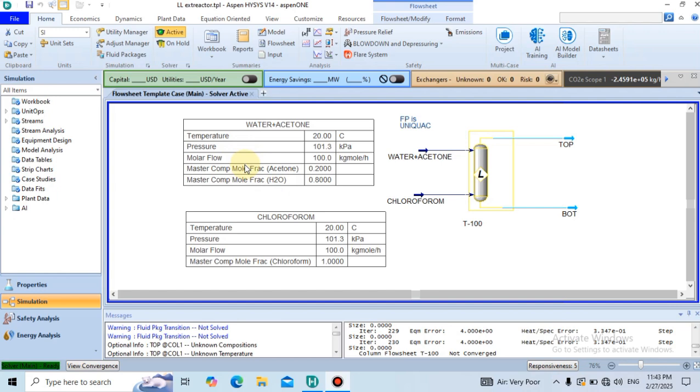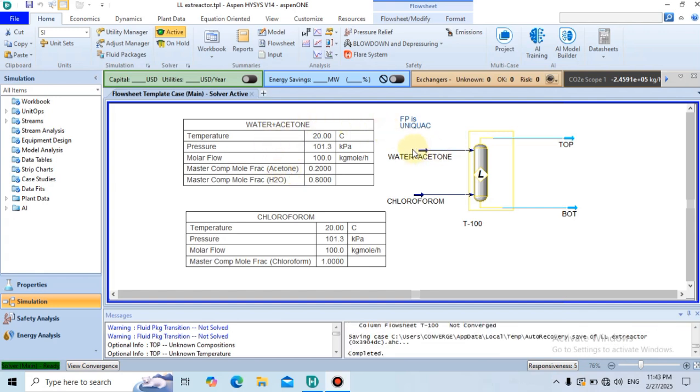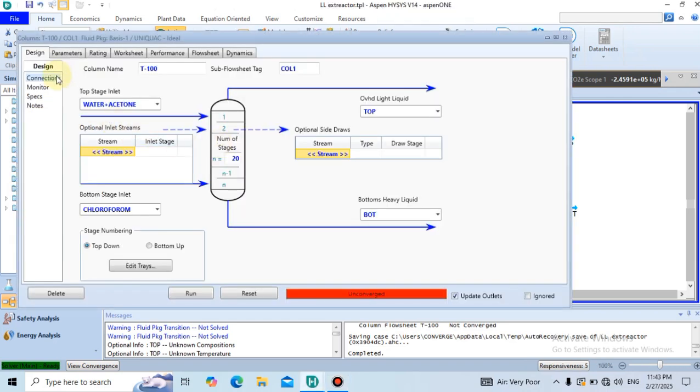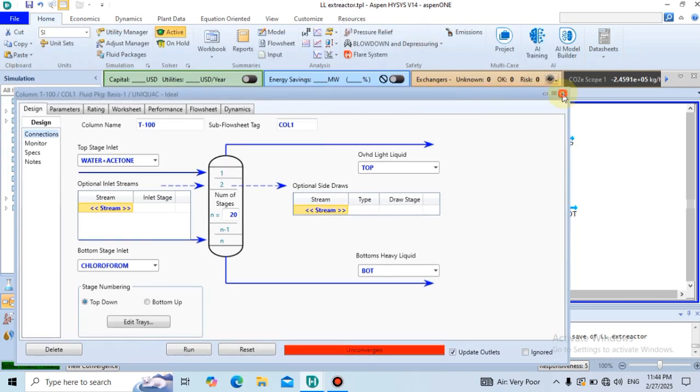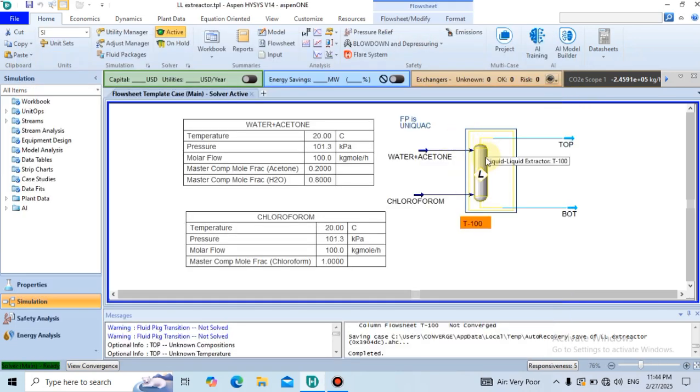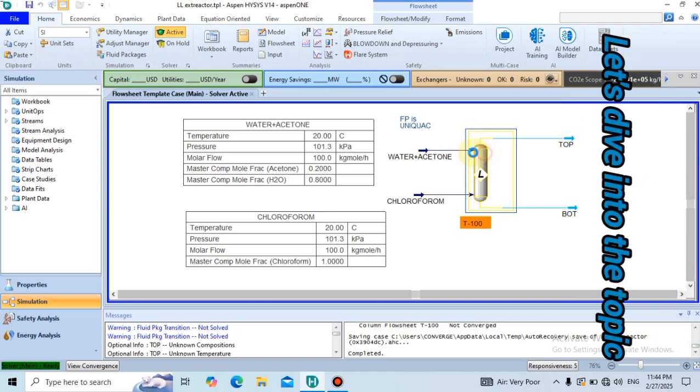So I leave it to you to do it by yourself and define and determine the first stream and the second one by yourself. All the data are provided here, and just make sure that your fluid package is the same as mine. And for the internal stage, the number of stages we are going to use in this simulation is 20.